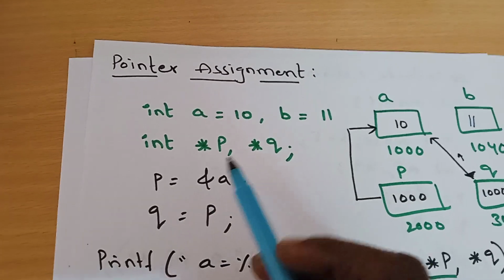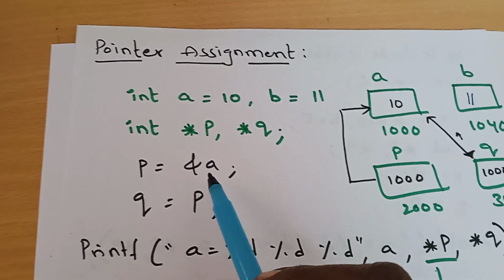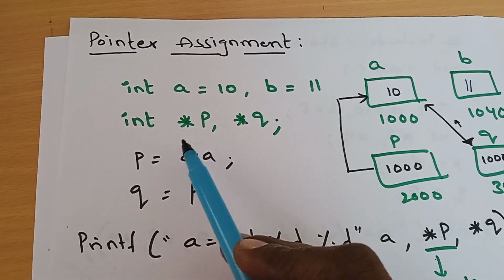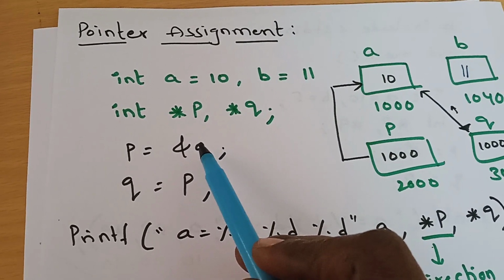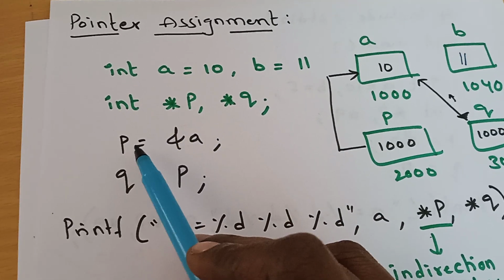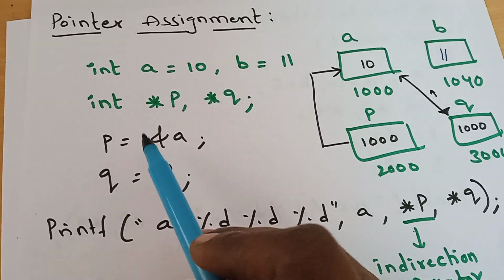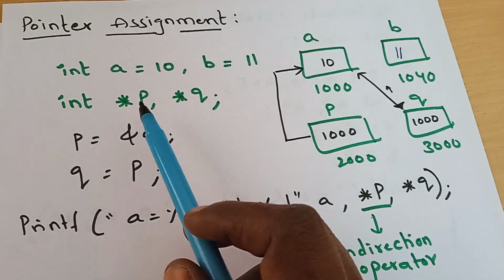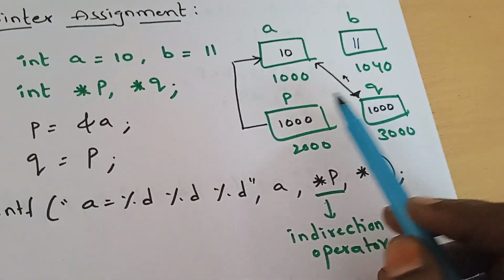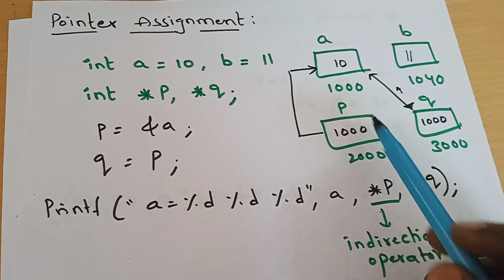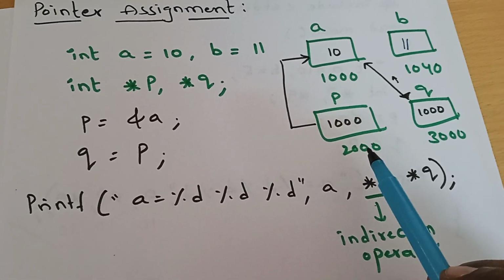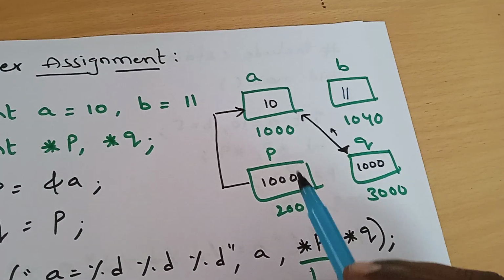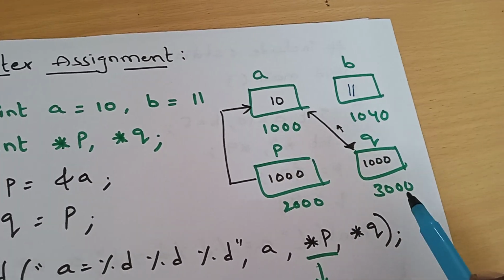Now, p is equal to ampersand a. What does it mean? That is the address of a. The address of a is going to be stored as a value into p, and this is what we discussed about pointer variables. So these two things will exist like this: p comma q. Address of p is 2000. This is an assumption. The addresses 2000, 3000 will differ from system to system. Okay, p's address is 2000, q's address is some 3000.